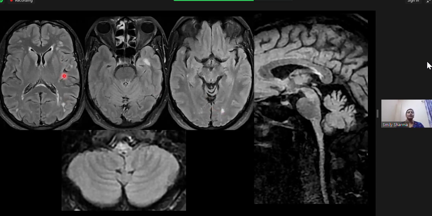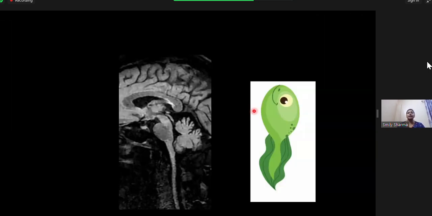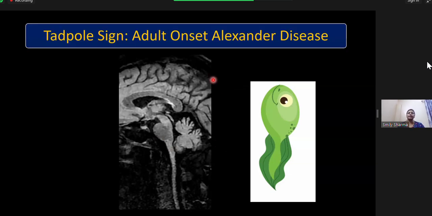So we are able to see a few non-specific periventricular hyperintensities. But what characteristic feature is seen is that there is marked atrophy of the medulla as compared to the pons. So this gives an appearance of a tadpole, and this is known as the tadpole sign, and it is one of the signs seen in the adult onset Alexander's disease.